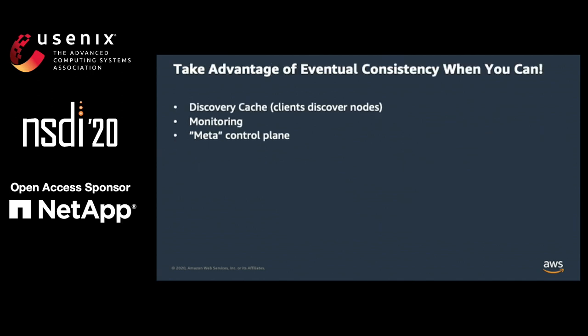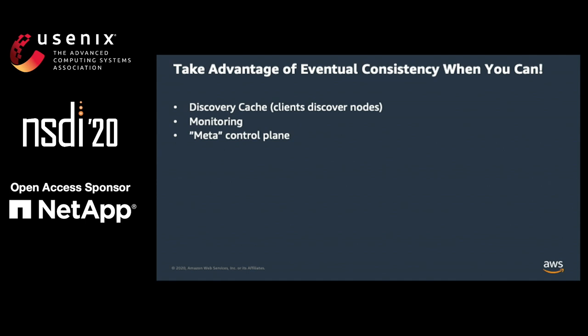So it's not only strongly consistent. There are some places in the system where we looked and we said we definitely don't need strong consistency. For example, when clients need to discover which Physalia cell to talk to about a particular volume, they do that by going to an eventually consistent discovery cache. When we do monitoring, we do that with an eventually consistent monitoring pipeline model.